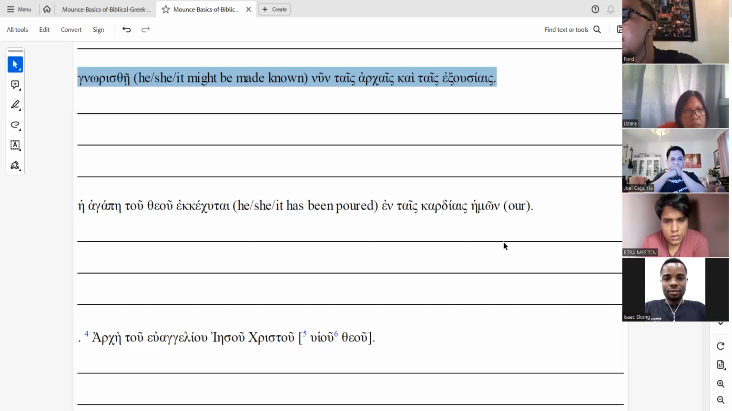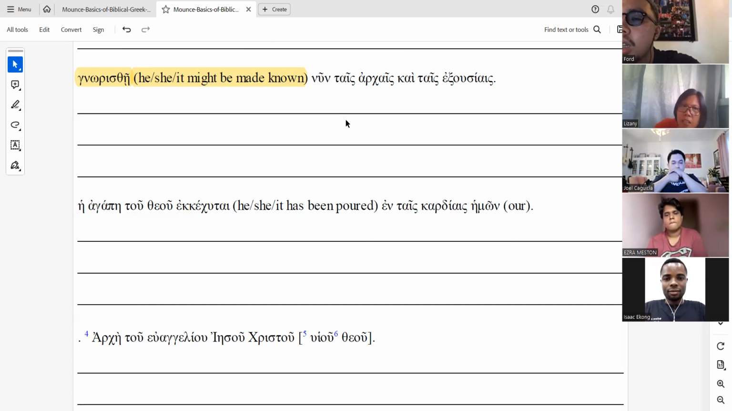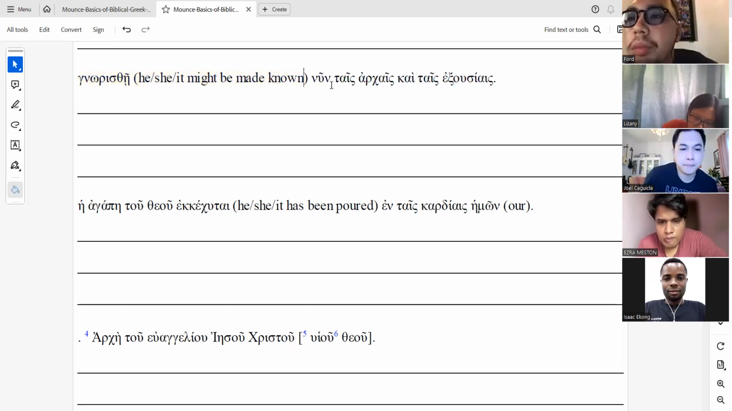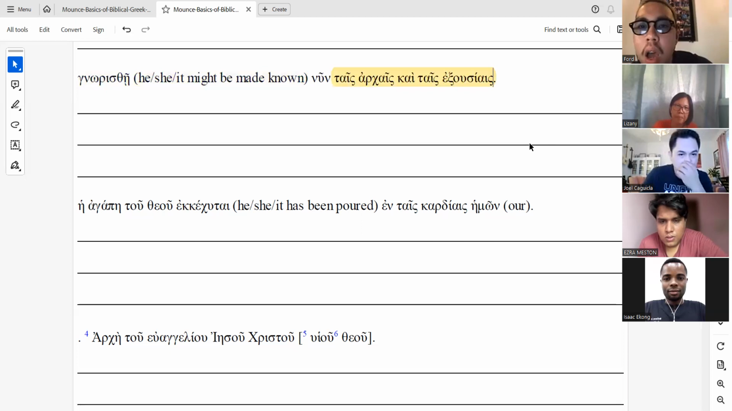Now the rulers and the powers. The verb is he might be made known. So it's not the archies and exousiais that are being introduced. It is to them that the gnoristhe is being introduced. So we translate this as: now it might be made known, perhaps referring to the gospel, it might be made known to the rulers and to the powers. Because this long phrase is a dative phrase, with a kai, with an n. Ties archies, kai ties exousiais.